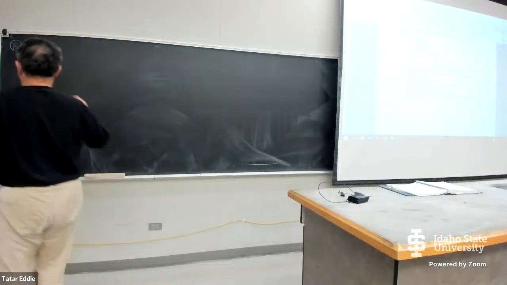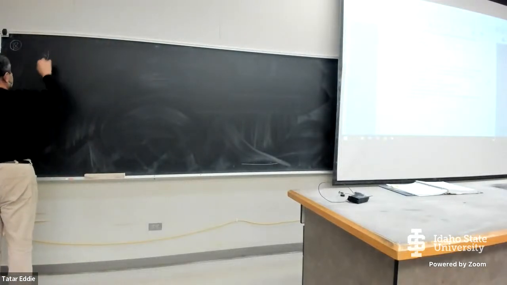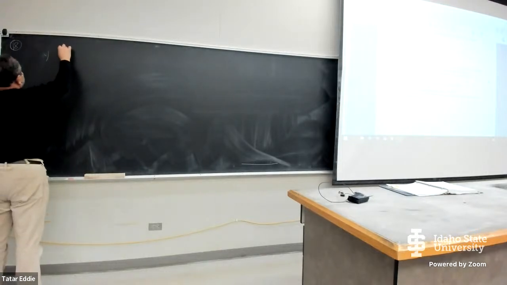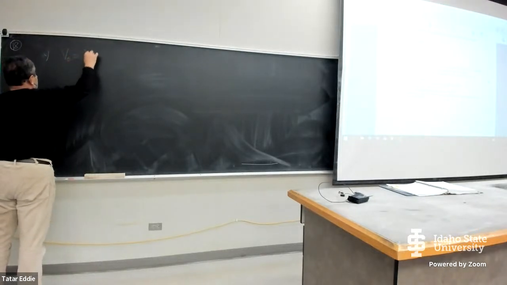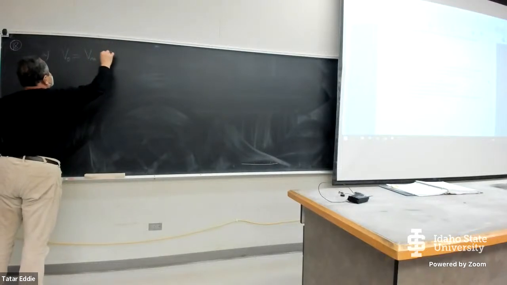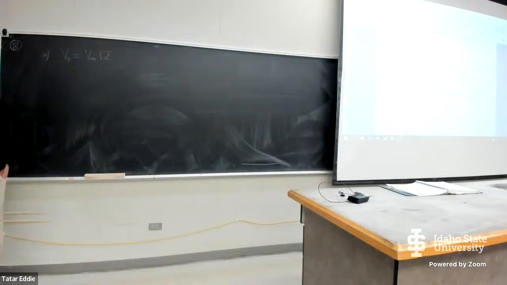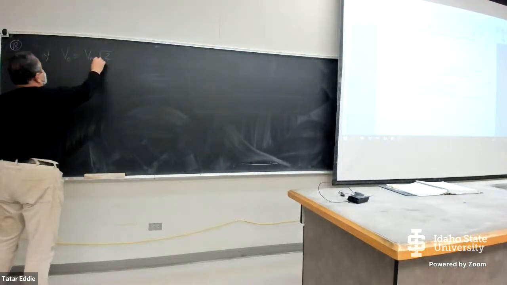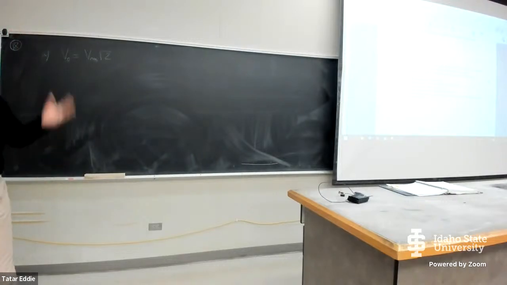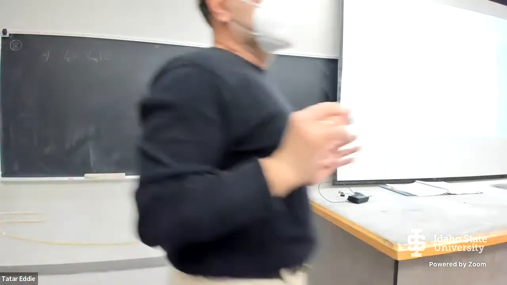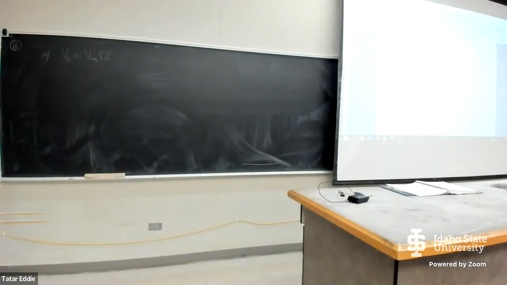Part A, peak voltage from the generator. Remember always that peak voltage is RMS multiplied by square root of 2, and RMS is peak divided by square root of 2. This much you have to remember. So in our case, the RMS is 180, the peak voltage is 180 multiplied by square root of 2.